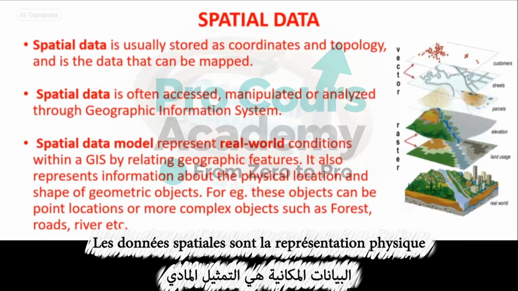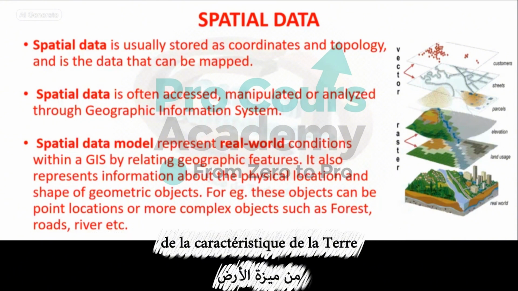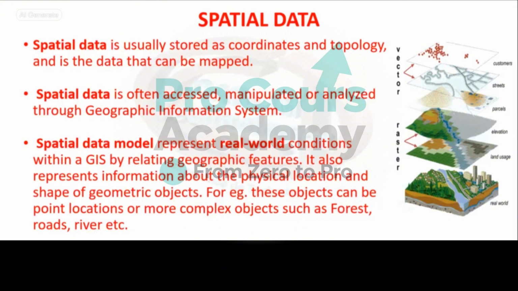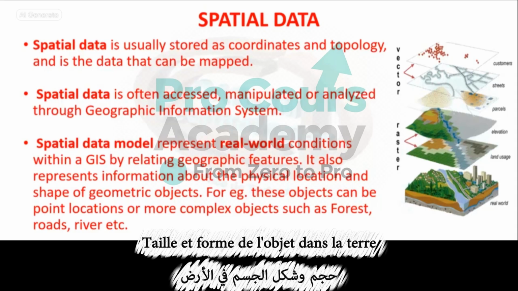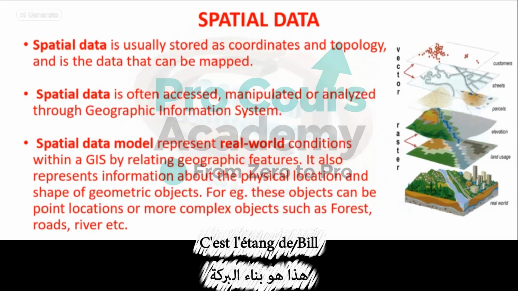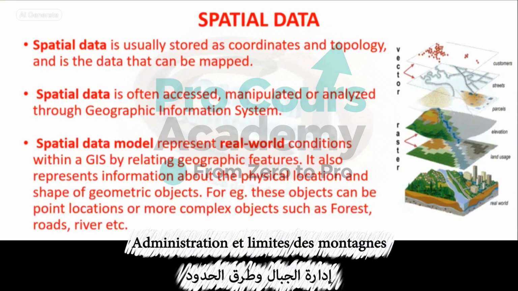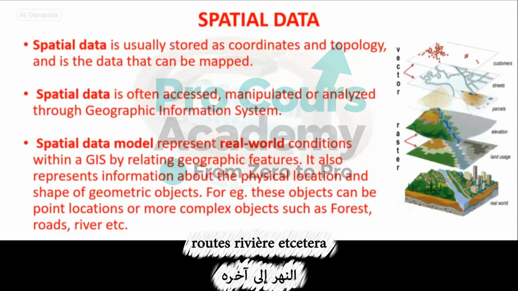Spatial data is the physical representation of the Earth's features. It represents the location, size, and shape of objects on the earth, that is buildings, ponds, mountains, administrative boundaries, roads, rivers, etc.